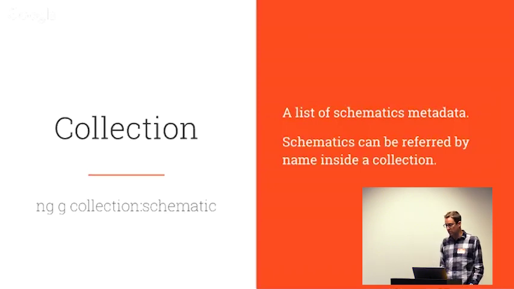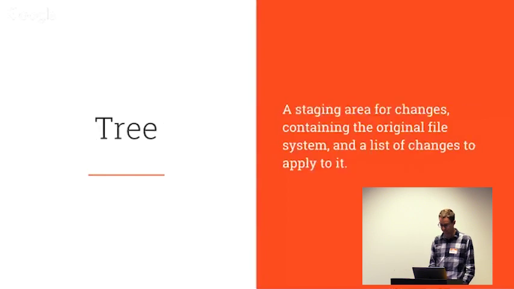So a collection is a list of schematics metadata. And there's actually a collection file, collection.json, right? And schematics can be referred to by name inside of a collection. And so we'll see that. You can see here I've got a simple ng g, short for generate. And then I have a collection, colon, and then the name of the schematic. And so a collection, just like it sounds, can have multiple schematics inside of it.